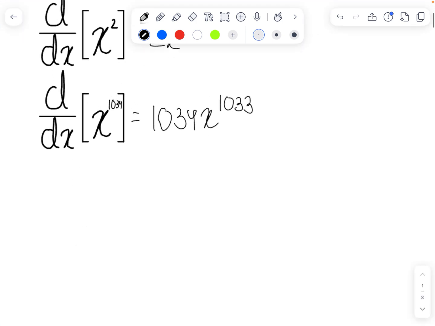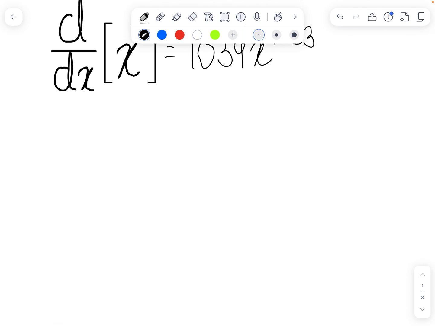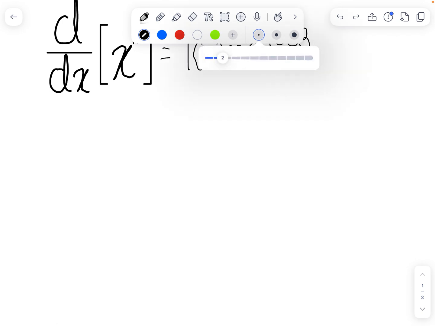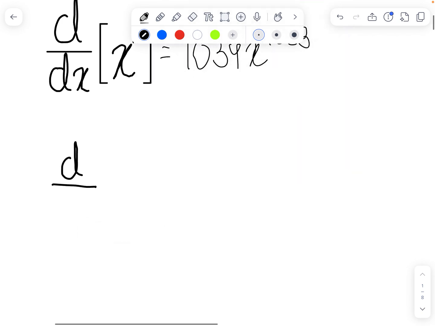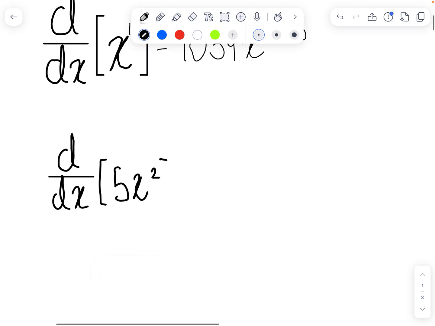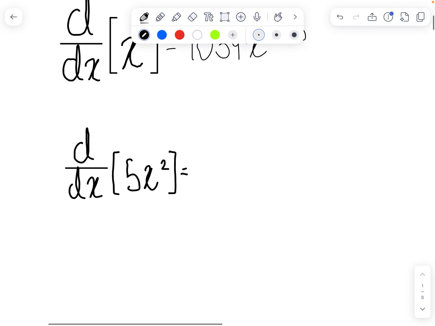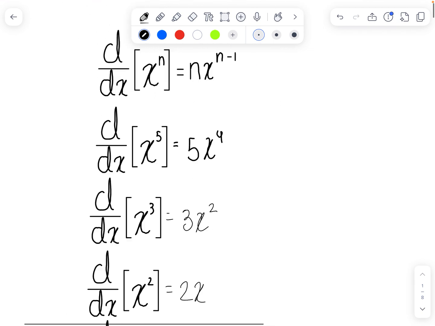So for example, how would you do the derivative of 5x squared? Take a moment and think about what you would do. If you still haven't figured out what you would do, there is another formula.